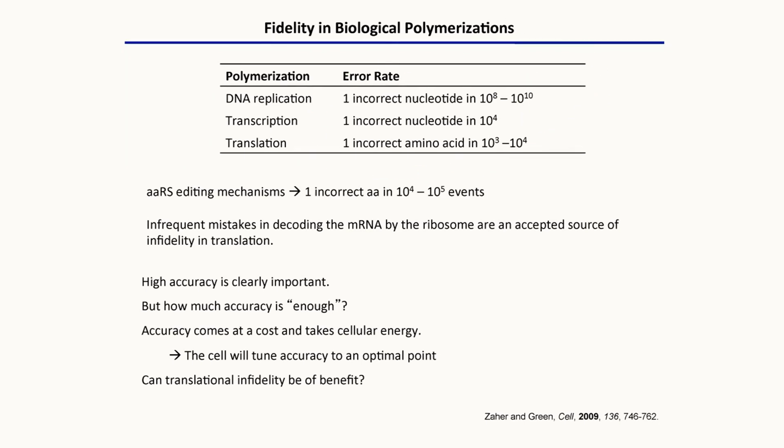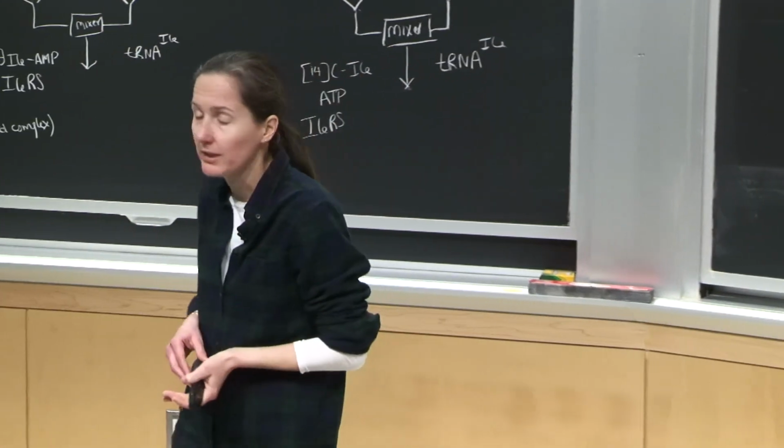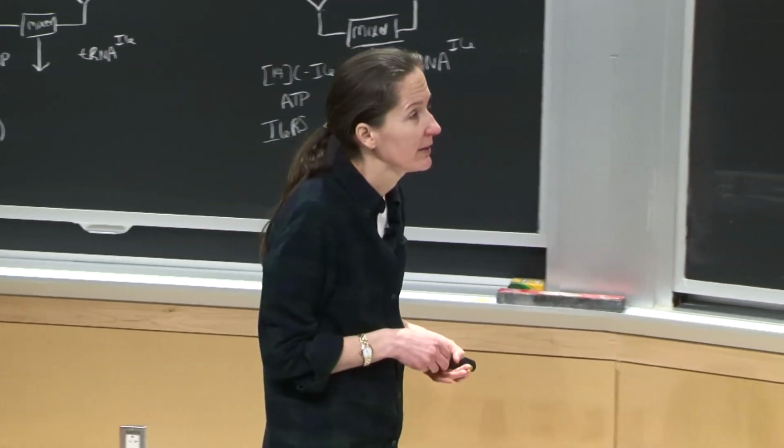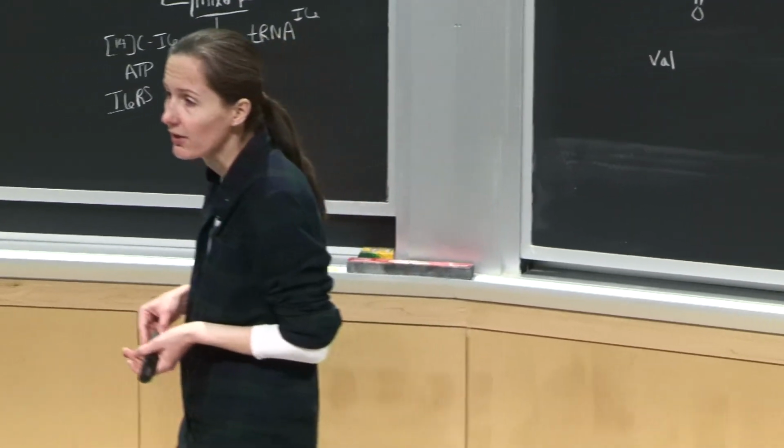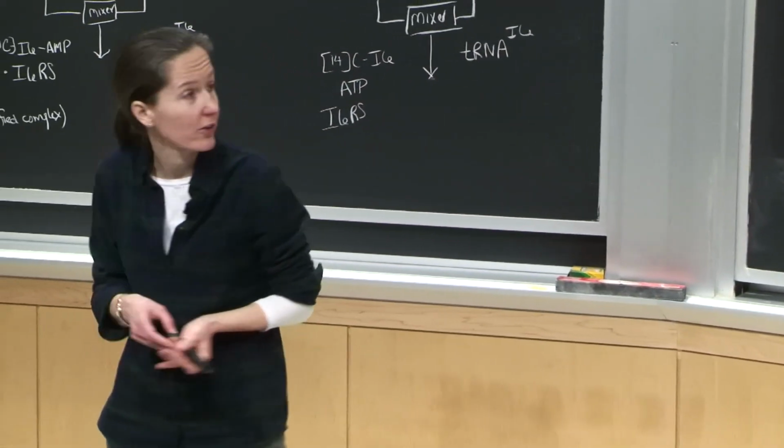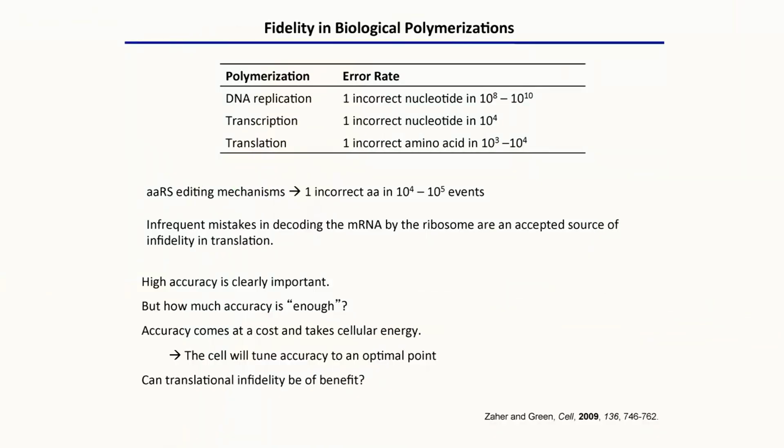What the take-home can be by comparing these error rates, right, is that infrequent mistakes in decoding the mRNA are accepted as a source of infidelity. So they do occur, and they occur more frequently than, say, an error in replicating the DNA. And that makes sense, right? If an error occurs in DNA replication, there's a huge problem, likely compared to an error in translation.